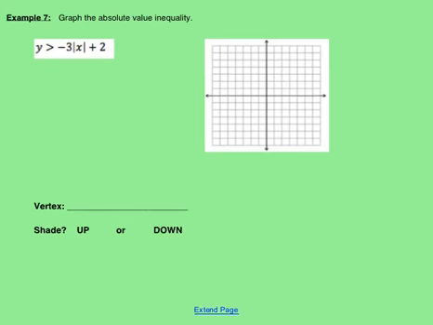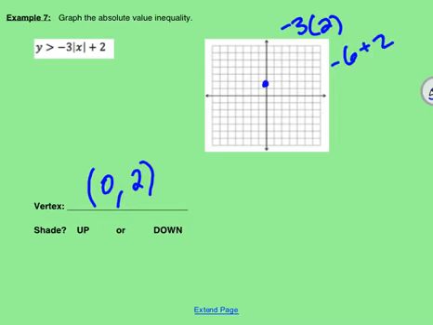7, graph the absolute value inequality. Perfect. We get to do another one of these. Vertex. I see that x doesn't have anything with it. It's going to be at 0, 2. So I come over here, do 0, 2 thing. Now, I'd probably pick positive 2. So negative 3 times a positive 2 is negative 6 plus 2 is negative 4. So I would tell you at x equals 2, we're going to be down at negative 4.